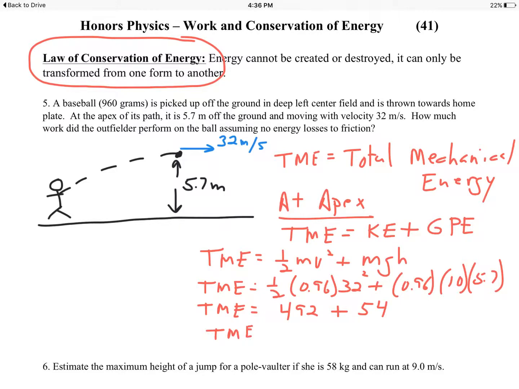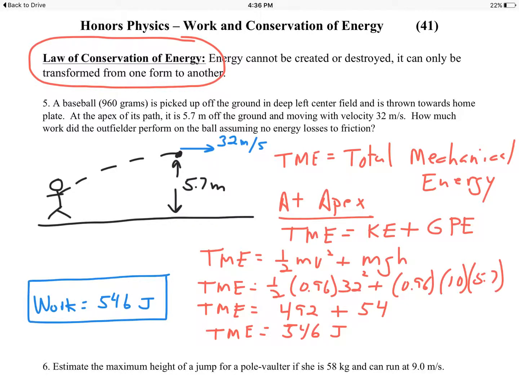The TME is 546 joules of energy. Now, since the ball was laying on the ground when the outfielder picked it up, that is also the work that the outfielder did, because what the outfielder did is transfer chemical energy from his body to the ball. So the work done is 546 joules. That was a transfer of energy from the fielder's body into the ball during this process.